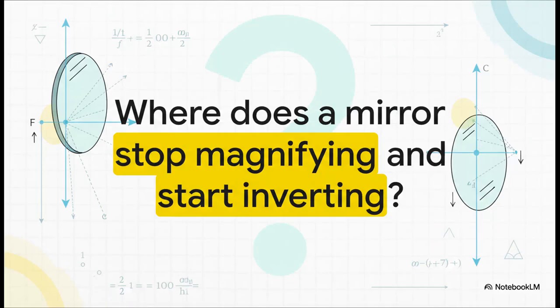That weird moment when you're playing with the shaving mirror and suddenly the world flips upside down, that's not magic. It's a predictable physical boundary. You've just crossed the mirror's focal point. And with the tools we just went over, you now know exactly how to find it.